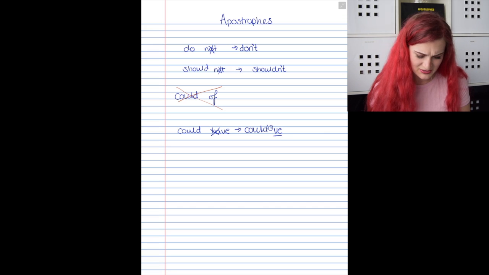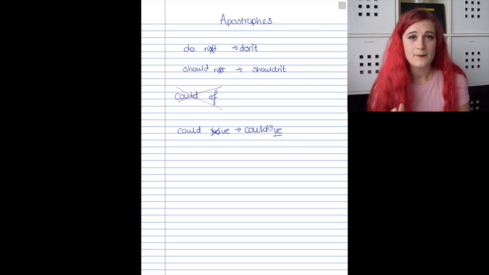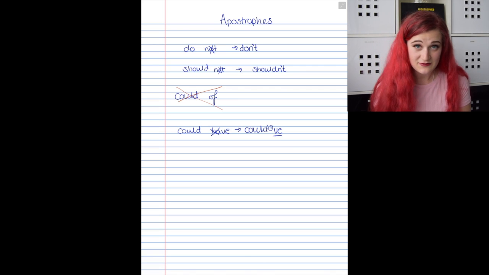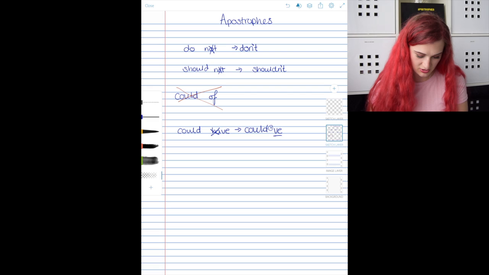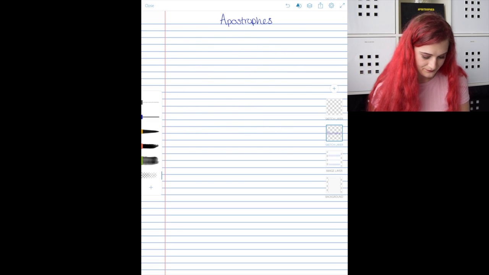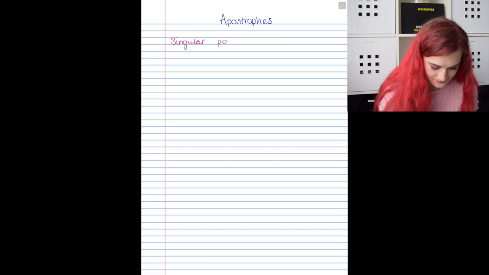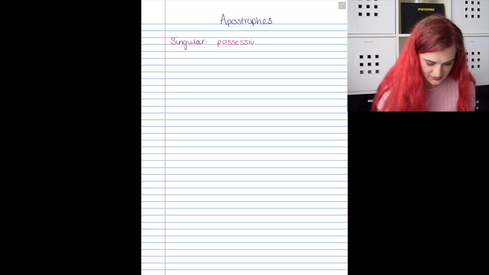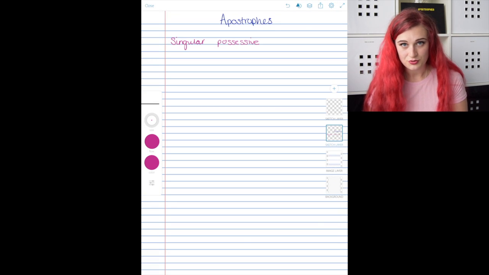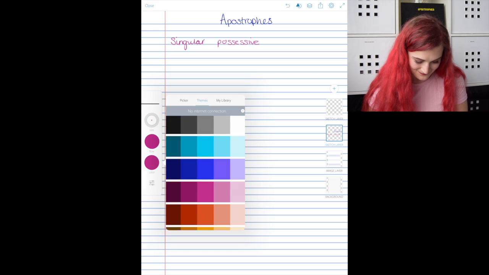The next kind of apostrophes that we are going to look at are actually apostrophes to do with possession. So we're looking at the possessive apostrophe. Now you've got possessive singular and possessive plural. I'm just going to rub those out. And let's change this to pink. We are going to start off with the singular possessive. Mind my handwriting there, it's gone a bit funny. It's more difficult to draw on an iPad than on normal paper.